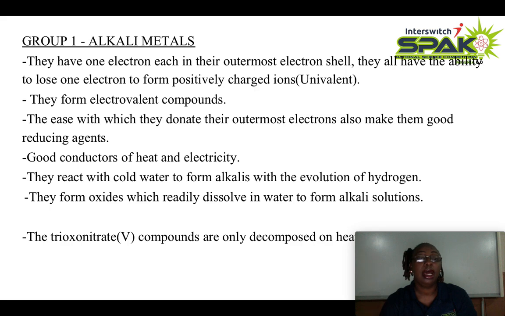Group 1 are alkali metals. We have sodium, lithium, and potassium in that group. They have one valence electron on their shell, and they donate that valence electron, and this makes them a good reducing agent. They are good conductors of heat and electricity, and they are univalent, so they form one positively charged ion.